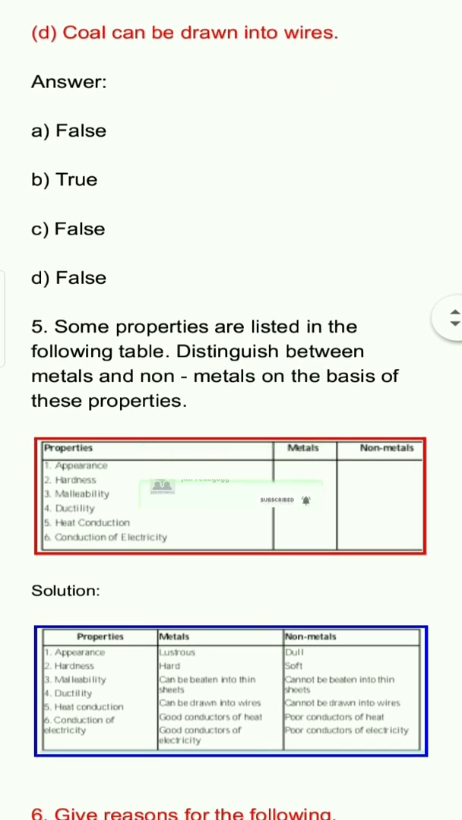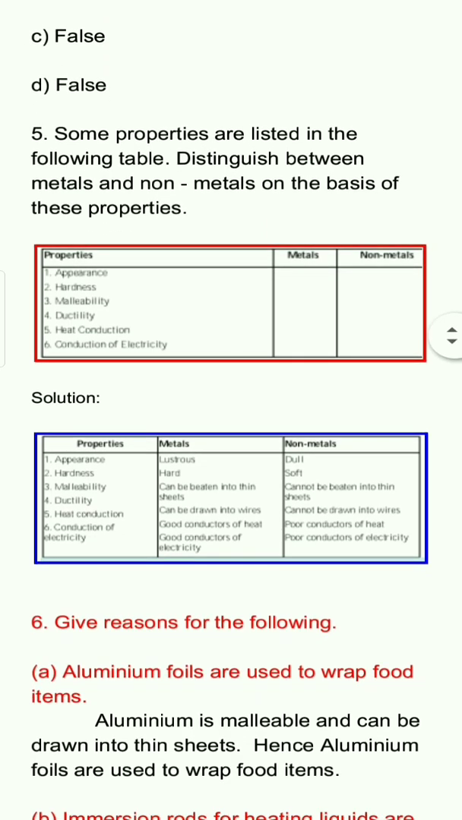Question number 5. Some properties are listed in the following table. Distinguish between metals and non-metals on the basis of these properties. Answer. Properties, metals, non-metals. Appearance: lustrous, dull. Hardness: hard, soft. Malleability: can be beaten into thin sheets, cannot be beaten into thin sheets.